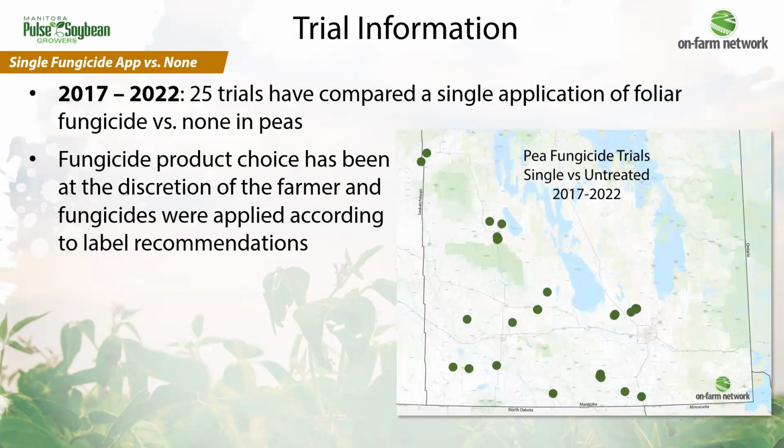So from 2017 to 2022, there have been 25 trials across the province comparing single versus none. They're in this map on the right. Fungicide product choice throughout these trials is up to the farmer, and those fungicides are applied according to label recommendations.